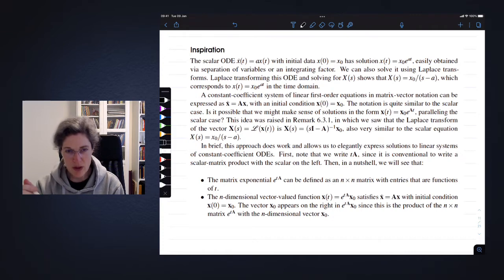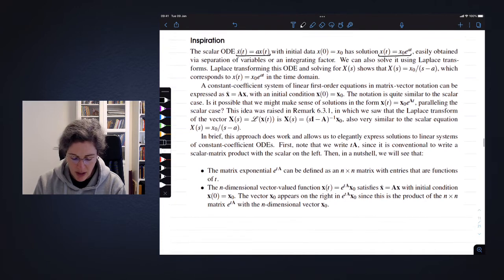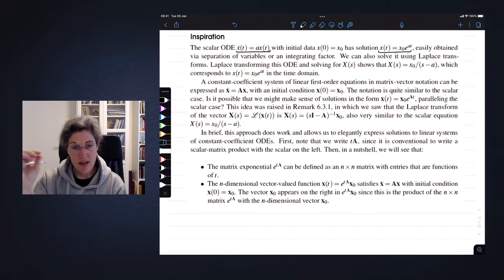We talked a little bit about why we might want to do something crazy like this. When we were thinking about our homogeneous scalar ODEs, we saw that we have solutions of the form some constant times e to the at. And we saw that the same thing happens if we use the Laplace transform. So that was just for a single differential equation.